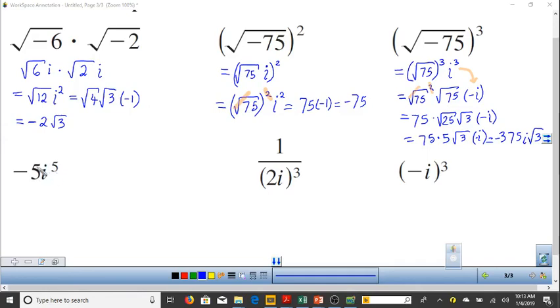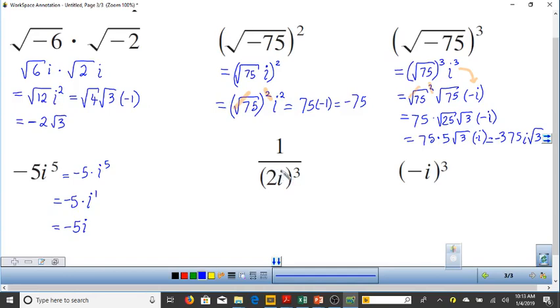Next example, negative 5i to the 5. If you notice, the negative 5i is not in parentheses, which means the exponent only applies to the i, not to the negative 5. So we're going to keep the negative 5 and simplify i to the 5. When you divide 5 by 4, the remainder is 1, so that's i to the 1, and i to the 1 is i, so the answer is negative 5i.